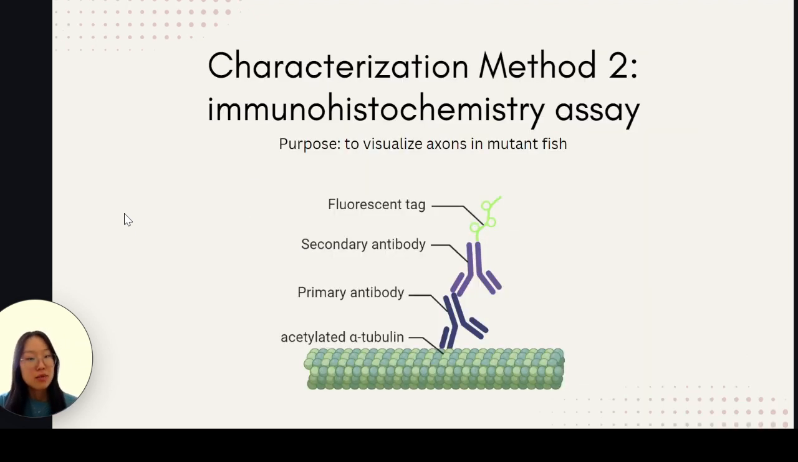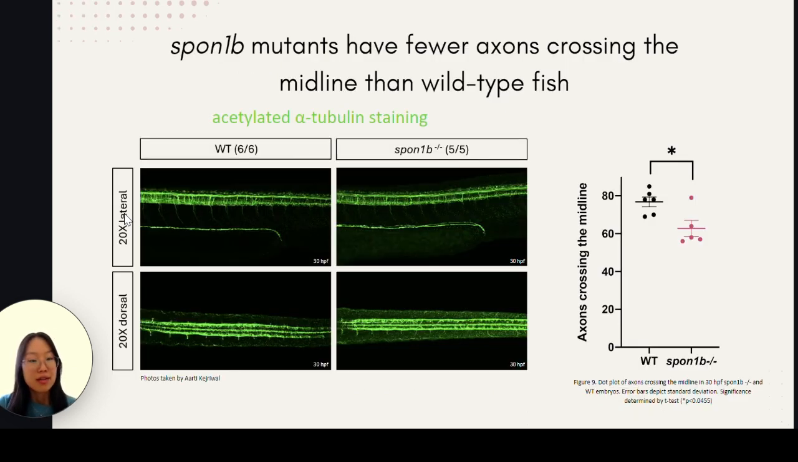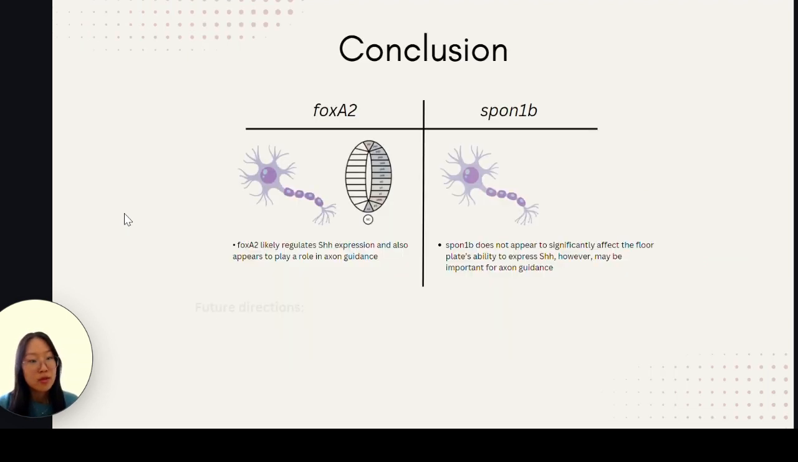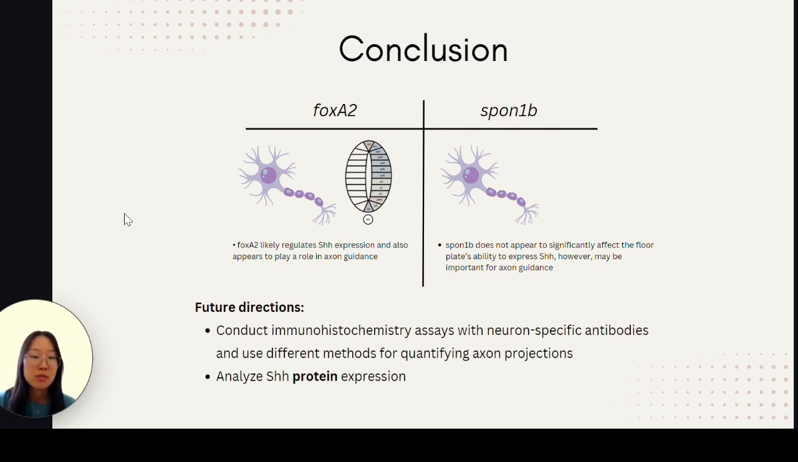The second characterization method I used was an antibody staining. What we did is we put a fluorescent tag on the axons within these fish, from the developing neurons. For the spondin mutants, we found that they had fewer axons crossing the midline than wild-type fish, and we found a similar pattern for foxA2 mutants, which is important because axons crossing the midline are important for connecting the two sides of your body during development, and it looks like there's less of that happening in these mutant fish. So to conclude, it looks like foxA2 and spondin1b are both important for axon guidance.